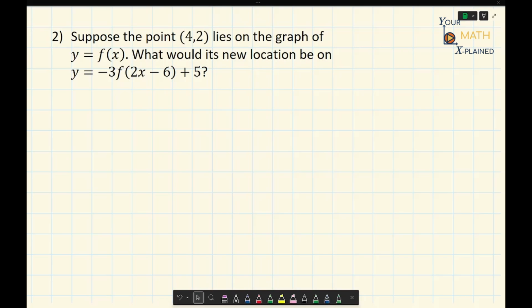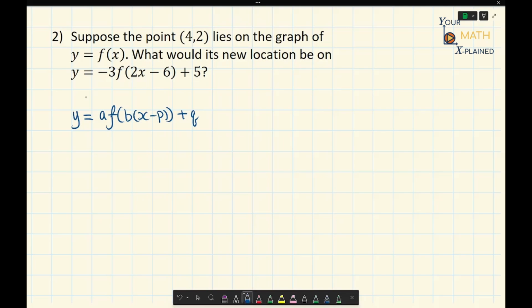So in order to find its new location, we need to determine what kind of transformations have occurred. So since this is already given to us in function notation, it would be easier for us to use the formulaic method. So let's go ahead and write that down first. So we would have y is equal to a times f of b times x minus p plus q.